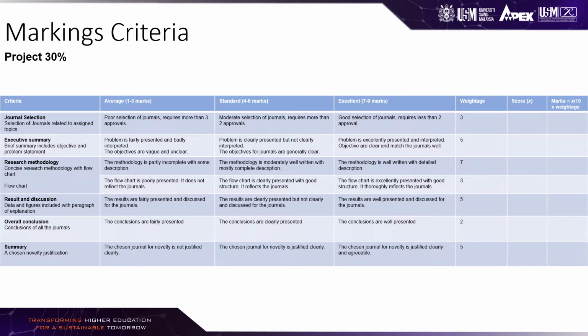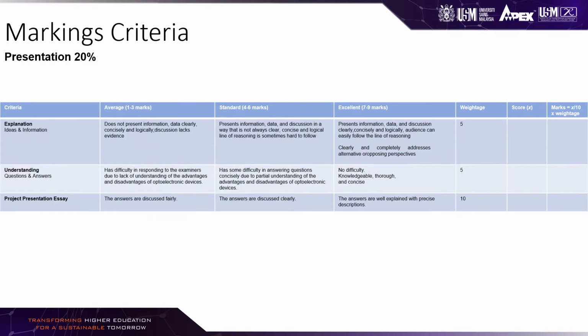Between all those three, you have to select one. So which one is the best and why? You need to justify that. So this is the marking criteria for the project of 30%. Careful with this, okay? And then the presentation includes three items, that is explanation, ideas and information.